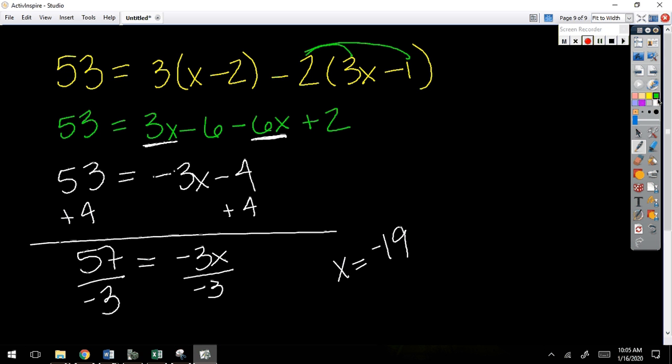Everybody always wants to distribute when you see parentheses, but that may not be the best option. I will tell you another little helpful hint. I'm glad that air came on because I was hot. Y'all good? Can I go to the next slide?